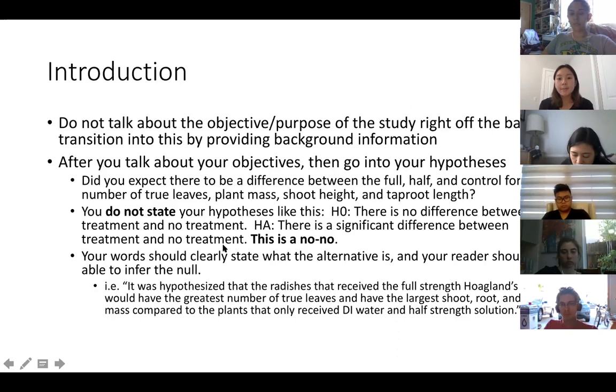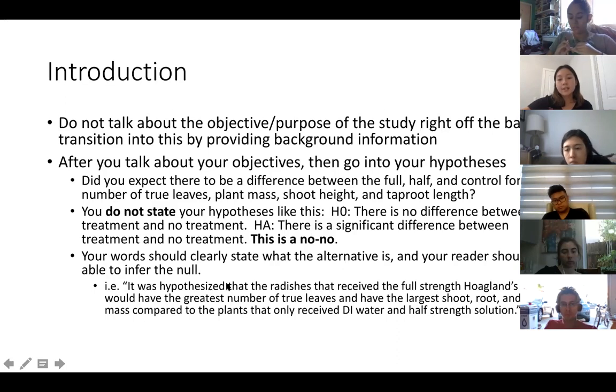So never state your hypothesis directly as like, this is my null, this is my alternative, or H naught was this and HA was that. That is a complete no-no. Your words should clearly state what the alternative is, and then from that, your reader should be able to infer the null or the opposite, basically. So I have an example down here at the bottom.